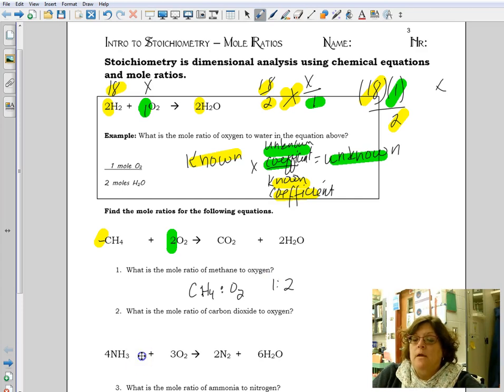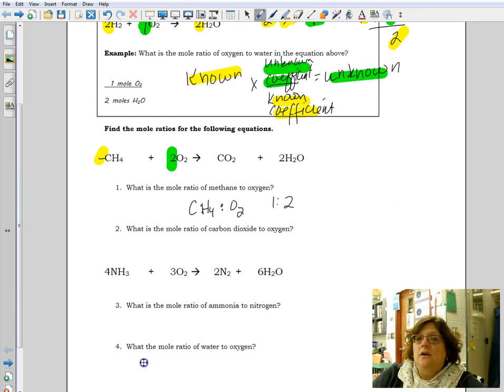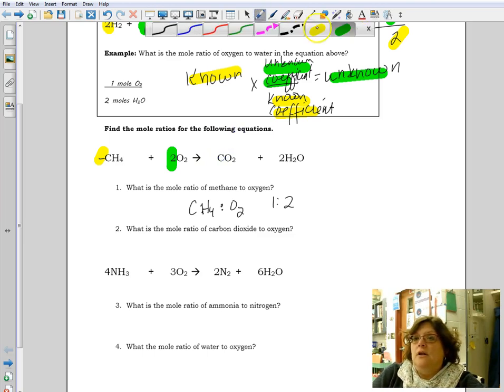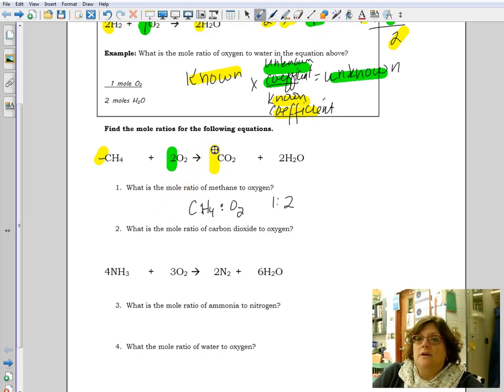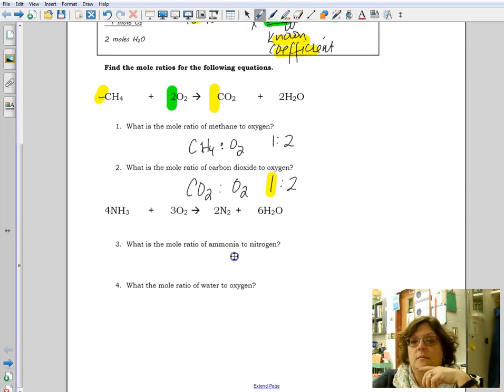Okay? The next question, what is the mole ratio of carbon dioxide to oxygen? Carbon dioxide, if we compare, we'll use yellow again for carbon dioxide, green for oxygen, CO2 to O2, we have a ratio of 1 to 2. Okay? That's all we're doing is finding ratios here.